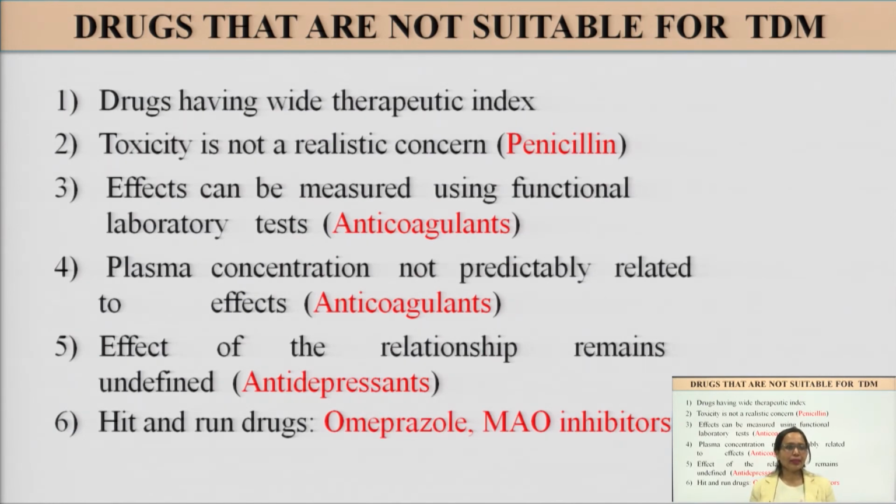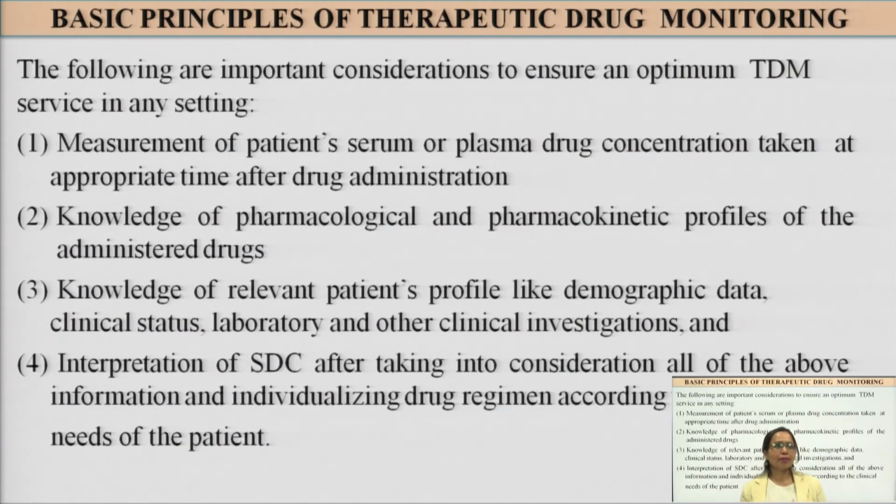like antidepressants, where the effect is not defined and you cannot define the effect, these drugs are also not suitable for TDM. Then hit and run drugs like omeprazole and MAO inhibitors come under hit and run drugs. So, for these also there is less requirement for TDM.